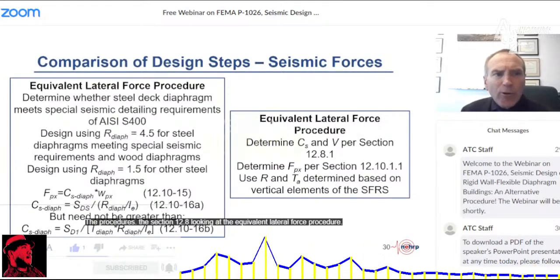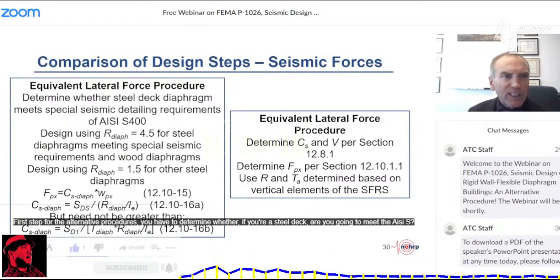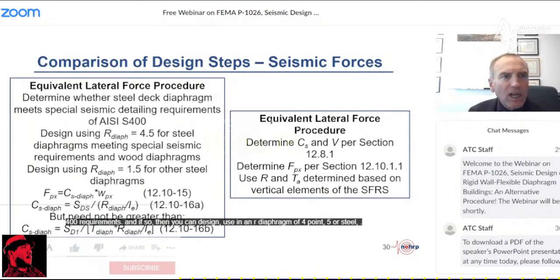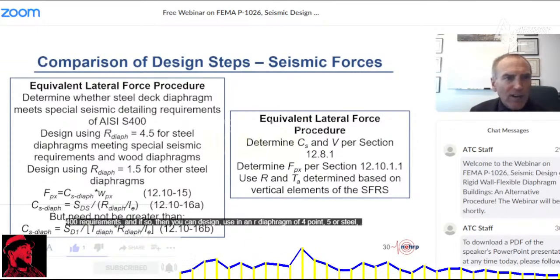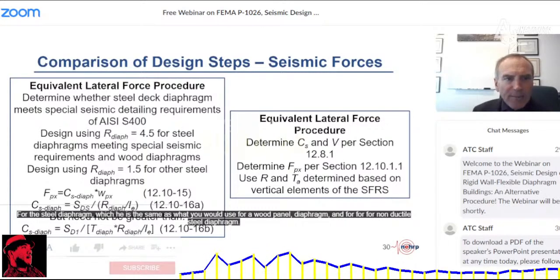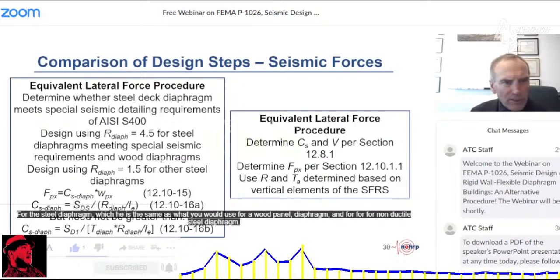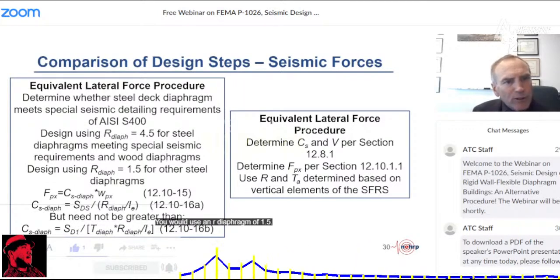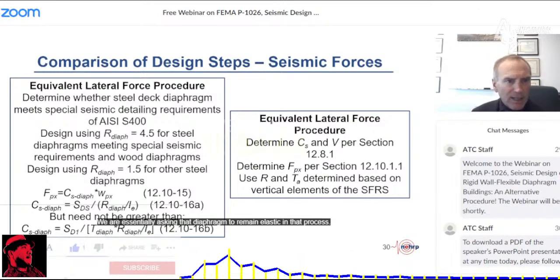Looking at the equivalent lateral force procedure, the first step for the alternative procedure is you have to determine whether, if you're a steel deck, you are going to meet the AISI S400 requirements. And if so, then you can design using an R diaphragm of 4.5 for the steel diaphragms, which is the same as what you would use for a wood panel diaphragm. And for non-ductile steel diaphragms or other diaphragms that don't meet the requirements in AISI, you would use an R diaphragm of 1.5. We are essentially asking that diaphragm to remain elastic in that process.